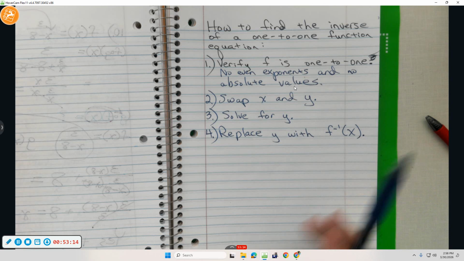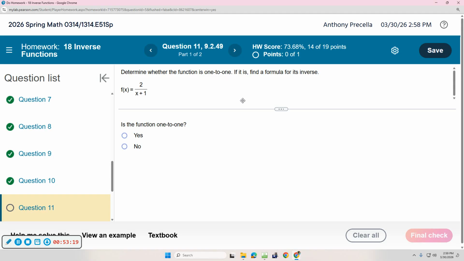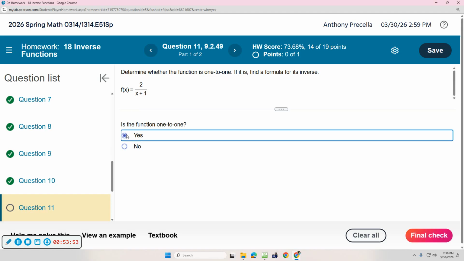Let's look back at that problem number, was it 10? 11. F of x is equal to 2 over x plus 1. Is this function one-to-one? If so, they want us to find a formula for its inverse. Is it one-to-one? Yes, there's no even exponents, there's no absolute value, there's nothing that would yield a repeated y value. So yes, it's one-to-one.